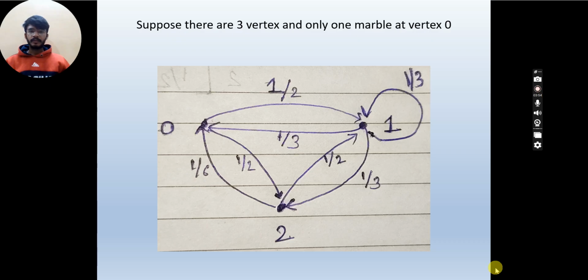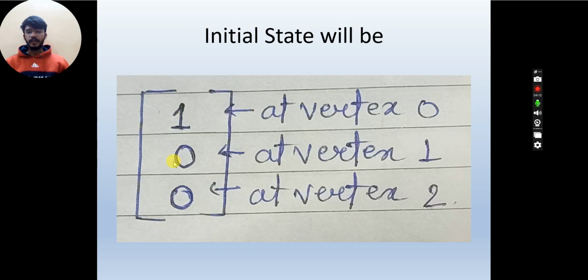So let's take another example in which there are 3 vertices, 0, 1, and 2, with a marble at vertex 0, and this gives us the probability. So let's find the initial state. The initial state will be 1, 0, 0 because the marble is at vertex 0, not at vertex 1 and 2. So here we write 1 at vertex 0.